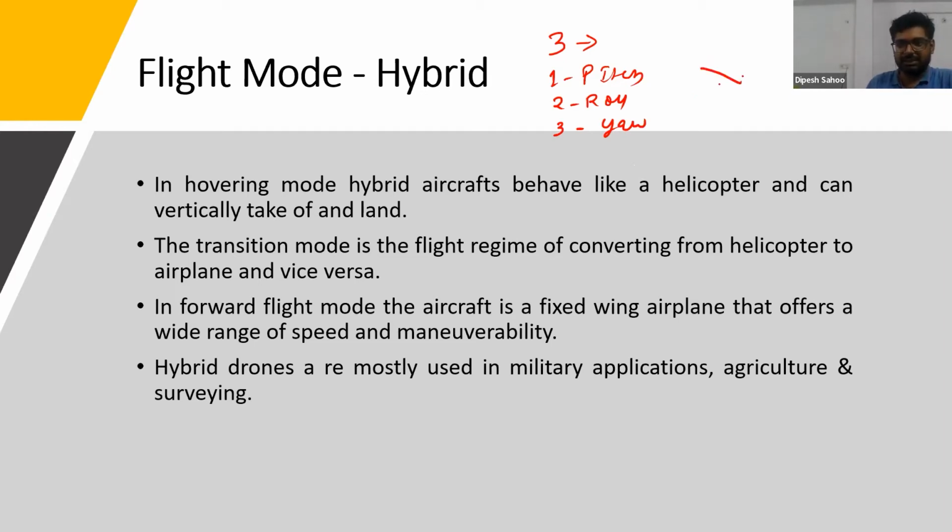If this is the axis system of your drone, this is Z, this is X, and this is Y, then this is your pitch, that means rotation about the X axis. Then this is your roll, that is rotation about the Y axis, and this is your yaw, that is rotation about the Z axis. So we have 3 angles: roll, pitch, and yaw.